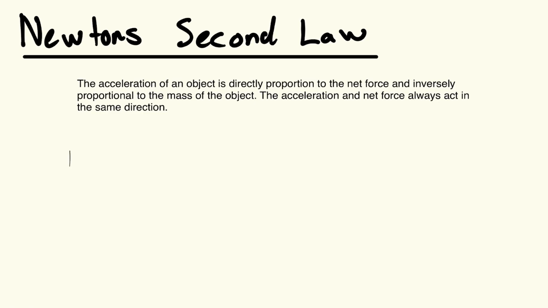So we can show this with a formula. The net force is equal to mass times acceleration. And if we were to isolate for acceleration, we would get a equals F net over m. Now seeing this, since it's directly proportional, if F net were to go up, a has to go up. That's just because it's proportional. If the net force goes up, the acceleration goes up.